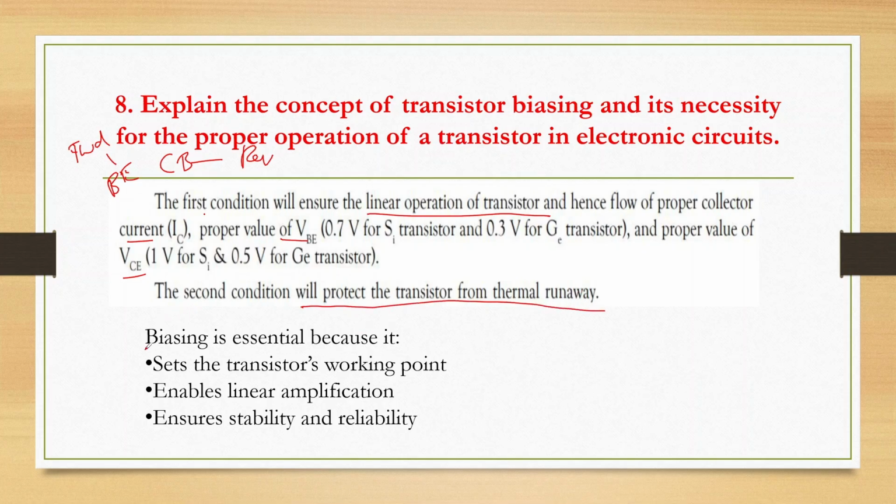So in short, we can tell biasing is essential because it sets the transistor's working point, enables linear amplification, and ensures stability. So for these things, we need biasing.